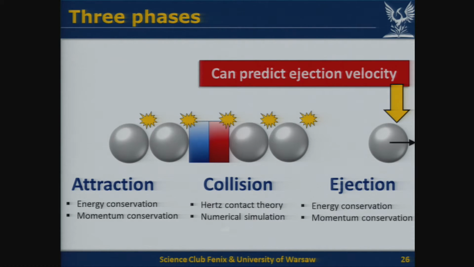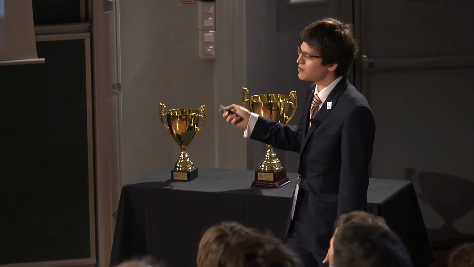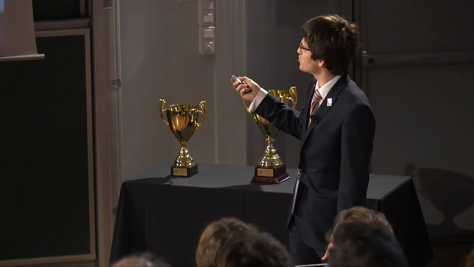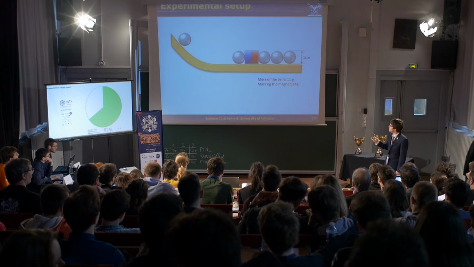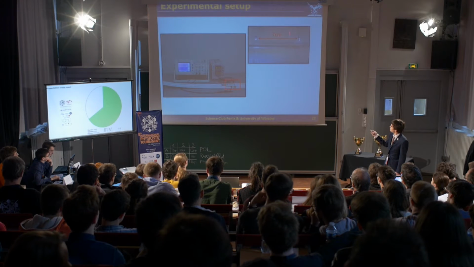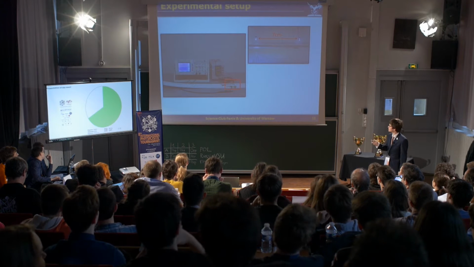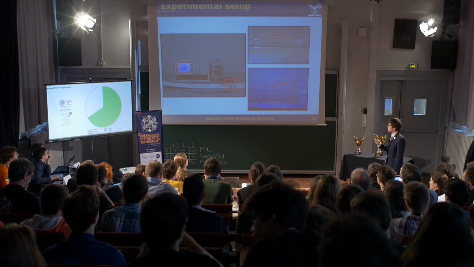In order to check if our theory is sufficient to describe the system, we made some experiments. So we had a table where we could accelerate the ball. We had a system which we investigated. In our experiment, the size of the balls was 1 centimeter, and here are the masses of the elements in our setup. And this system looked like this. We had photo gates, which allowed us, by measuring the time between two photo gates, to determine the velocity of the ejected or incoming ball.